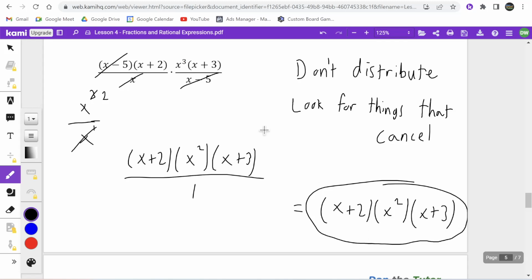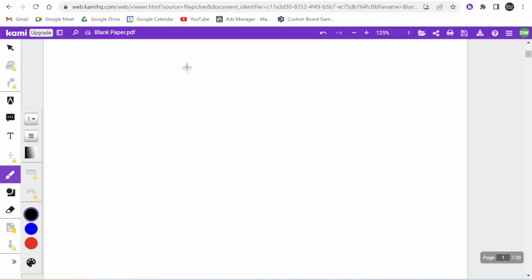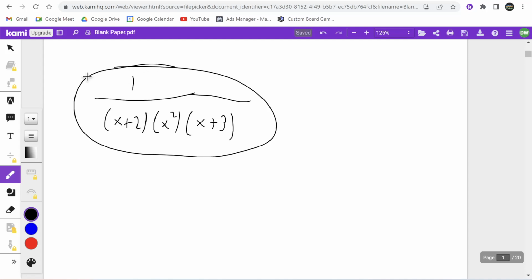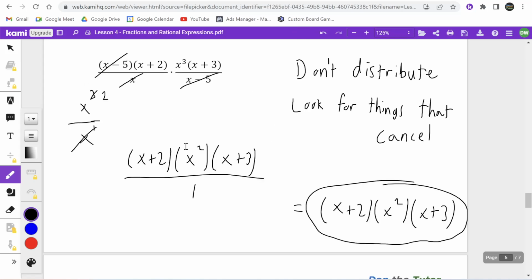And by the way, one more thing I want to mention. If, for instance, I had the opposite, I had 1 over x plus 2 times x squared times x plus 3. If I had this one, you cannot get rid of that 1, because that would completely change the equation. So if you had 1 over this, you would circle this and it would be the final answer. Just wanted to point that out in case that ever happens. But any questions on that?